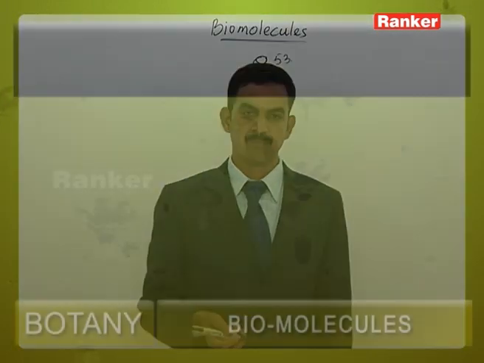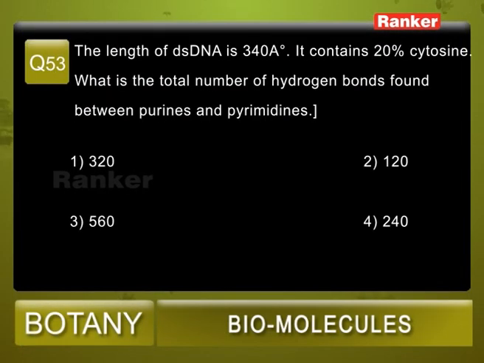Question number 53, the length of double stranded DNA is 340 angstroms. It contains 20% cytosine. What is the total number of hydrogen bonds found between purines and pyrimidines? Options 1) 320, 2) 120, 3) 560 and 4) 240.